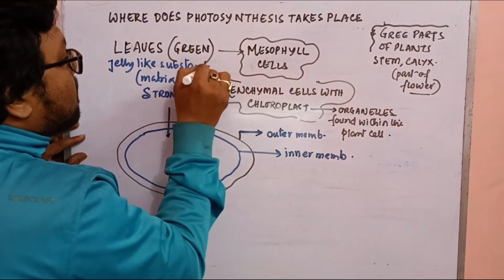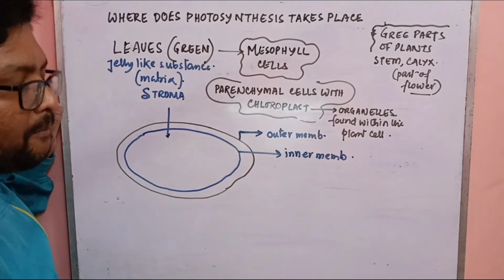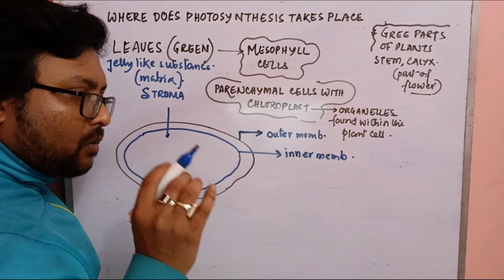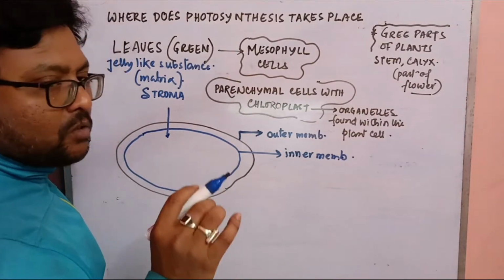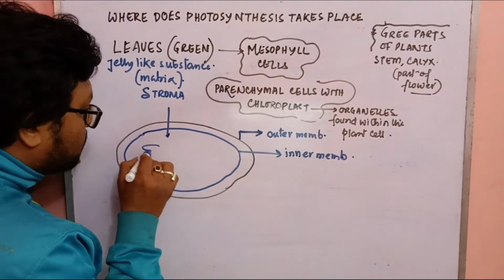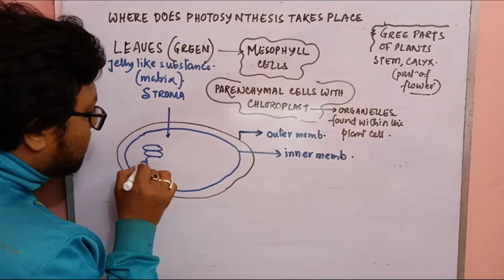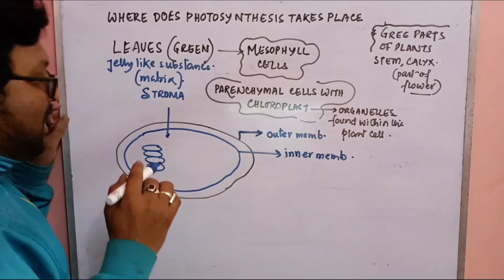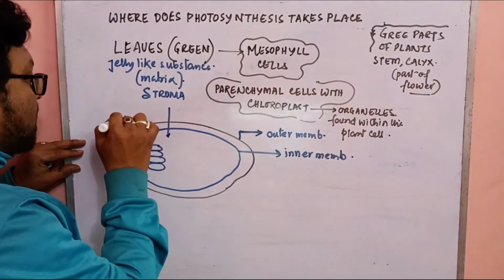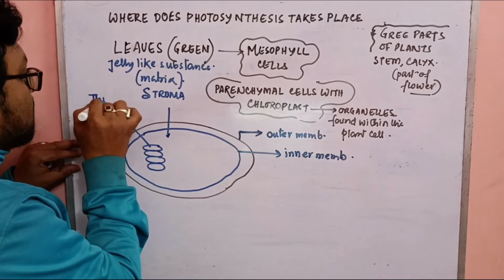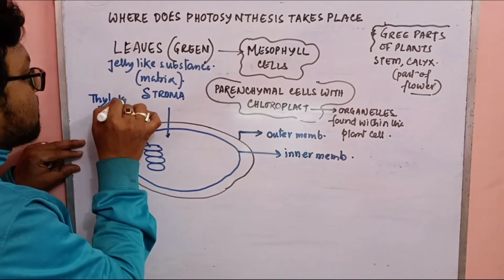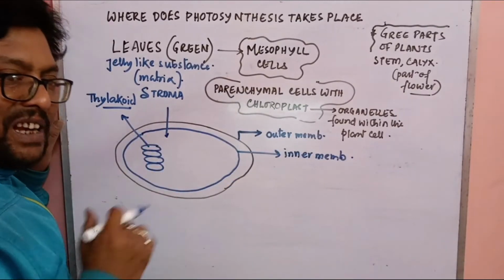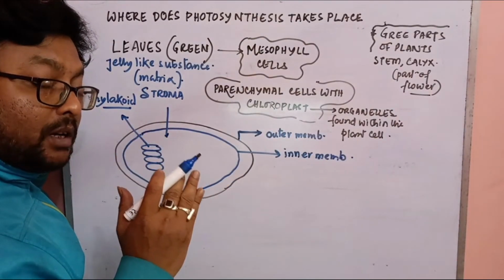Now, within this stroma, what we generally find is bag-like structures. Each bag-like structure is known as a thylakoid. Now, these thylakoids are stacked upon each other.